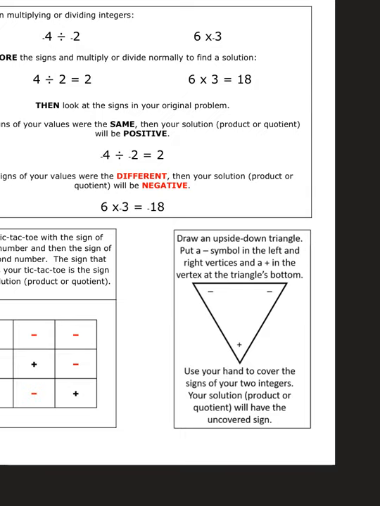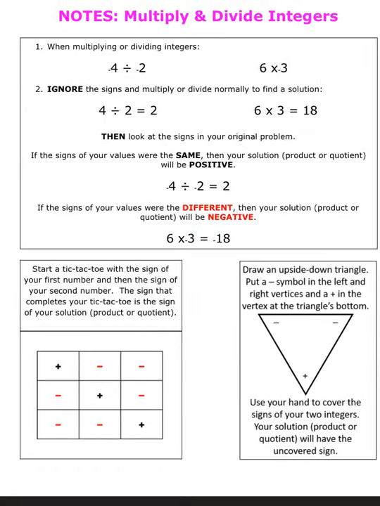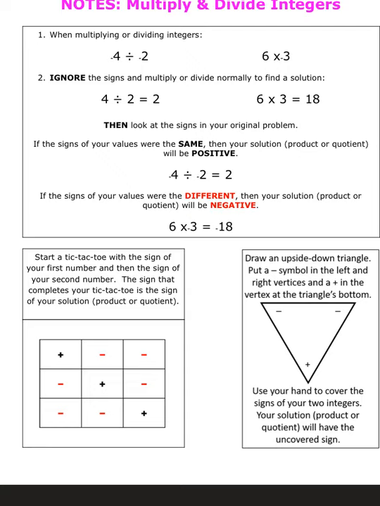Okay, so remember, when multiplying or dividing integers, you multiply the numbers normally, ignoring the signs, and then if the signs are the same, you'll have a positive solution. If the signs of the integers are different, you will have a negative solution. Now, this tic-tac-toe and this upside down triangle only work for when you're multiplying or dividing with integers. Adding and subtracting integers have their own separate rules.